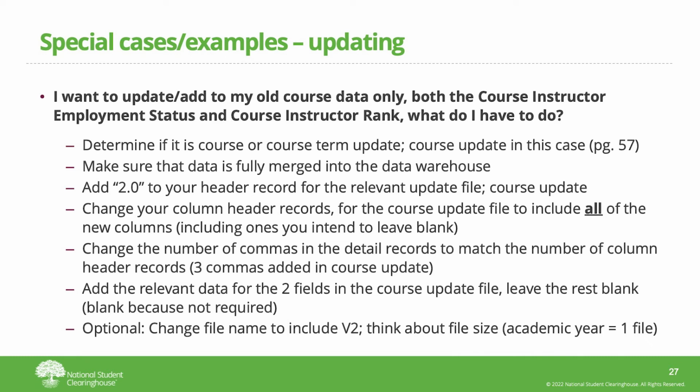I want to make sure to change my column header records to include all of the new columns, even again, if I'm only going to do some of them, and I'm only doing 2 out of 3. And then also, again, change the detail records to match the number of column header records. I'm going to add 3 commas. Then I would add the relevant data for those and leave the rest blank. Again, that third one I'm not doing, so it can be blank.